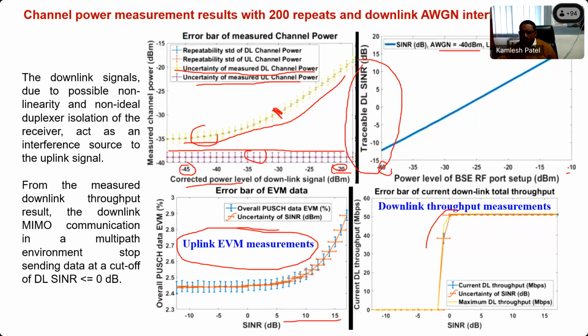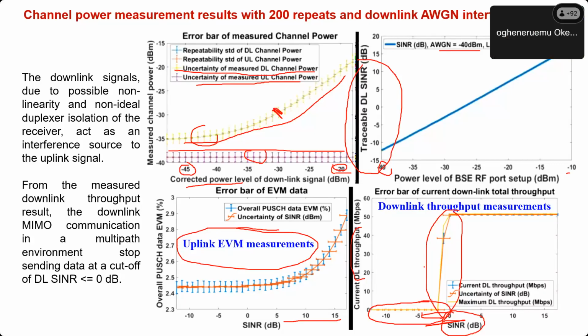This is the downlink throughput measurement. How much signal is captured in case of the downlink measurement? There is a certain value below which there is no increase. Only after having the value of SINR greater than 1, we can get the DL throughput. That means if the value of SINR is less than 0, no signal is transmitted in the downlink transmission.